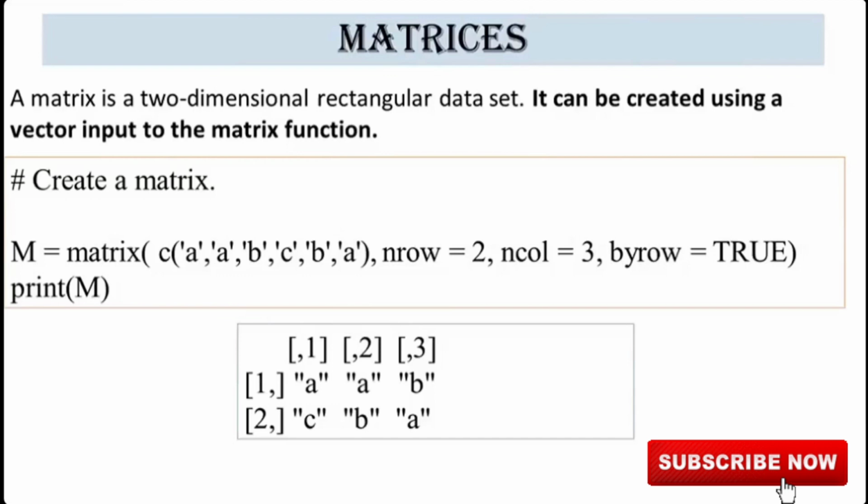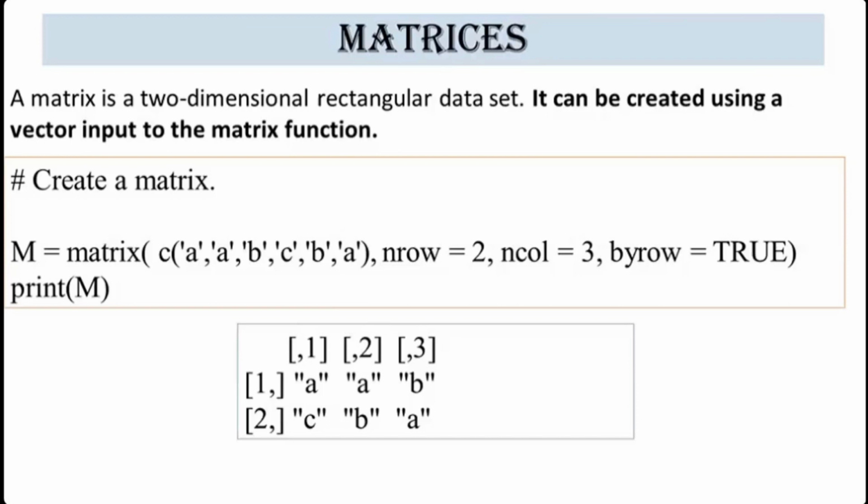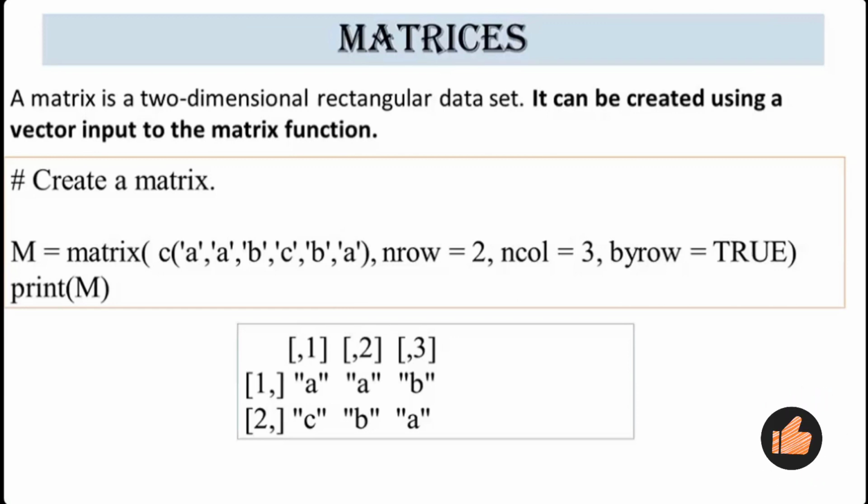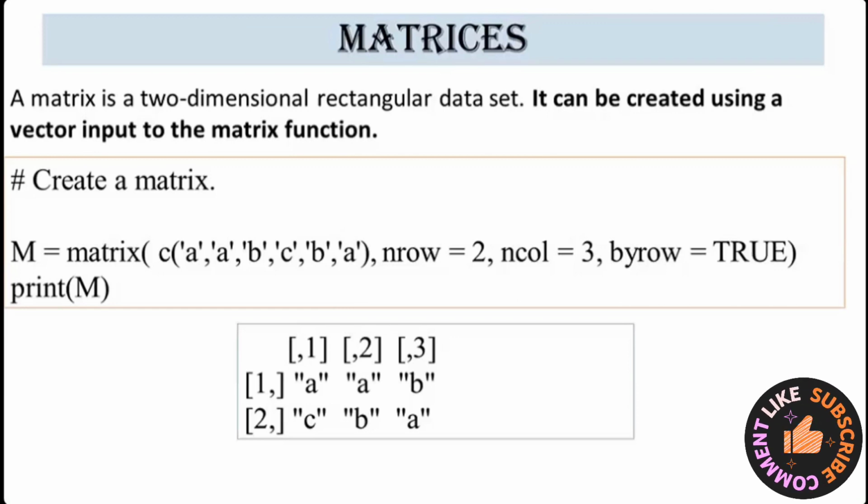So if you want to create any kind of matrix, you can use that function, matrix. So here, for example, we have considered the m variable in which we are storing the matrix. So m is equal to matrix, which is a function in which we are storing data. That data we are saving in the column vector format. So the data we have considered is A, B, C, B, and A.